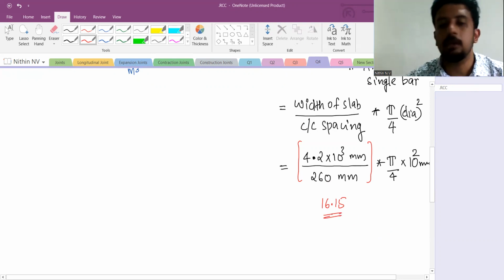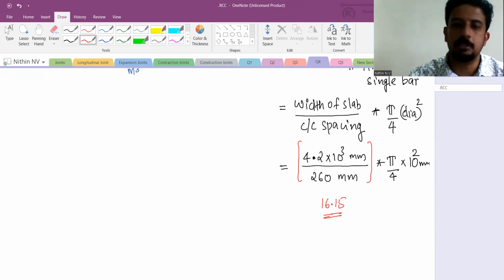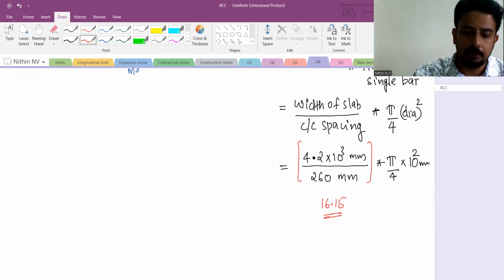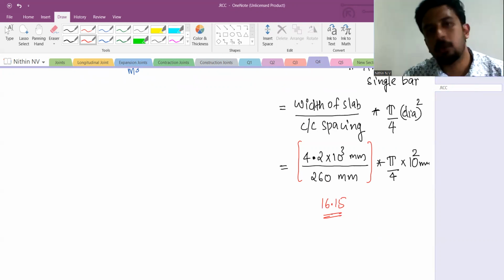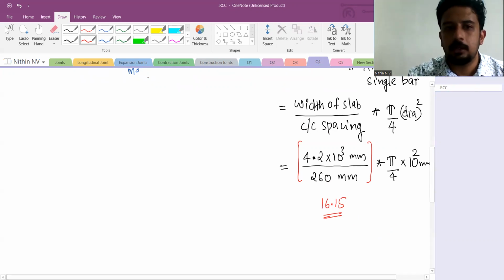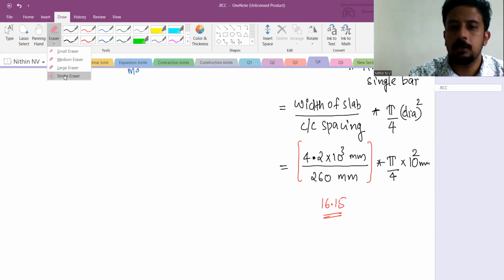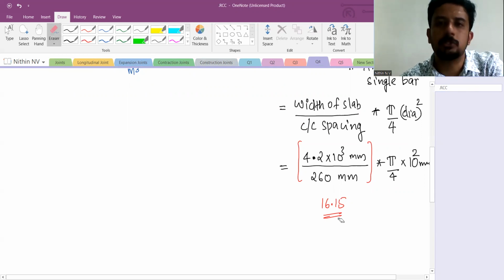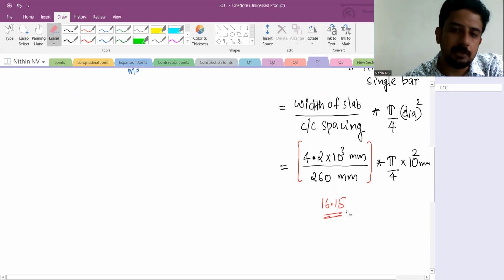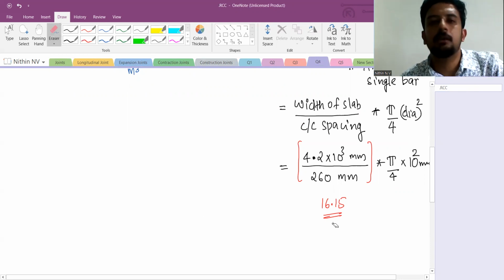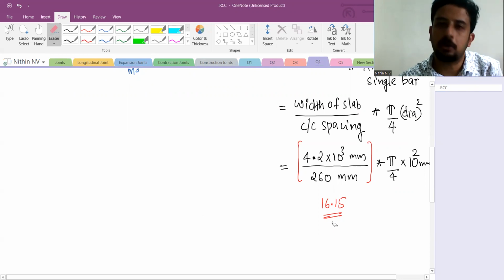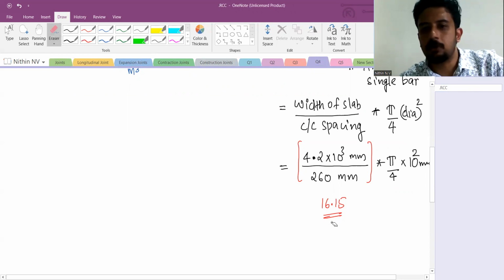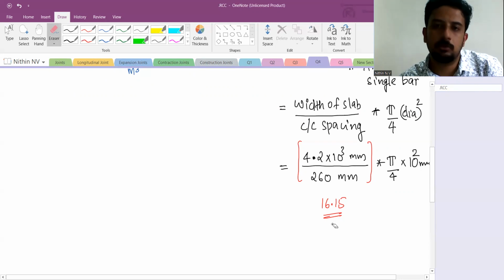Don't do it. This rounding is not required here because the concept is how much actual area you require. Yes, it is correct that we cannot give 16.15 number of steel bars, either it should be 16 or 17. But what we used to do, we may reduce the spacing and give 17 steel bars to compensate that. If you are simply giving 16, then obviously you are not going to provide sufficient area.